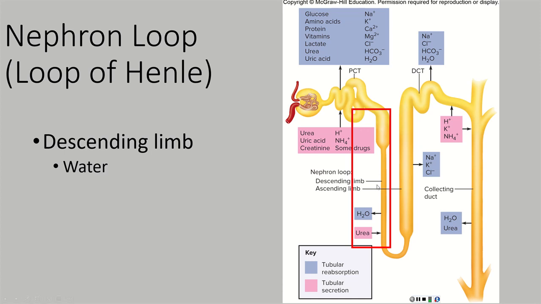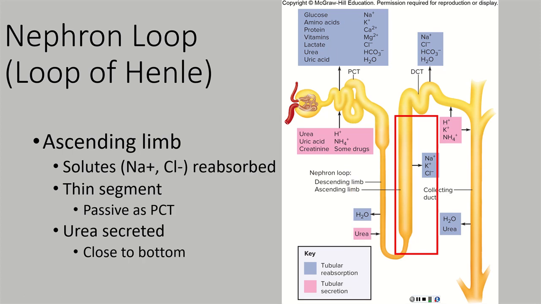So first let's look at the descending limb of the loop of Henle. This side is permeable to water, and water is being reabsorbed the entire descending side of the loop of Henle. But when we go up the ascending side, this side is permeable to solutes, but nothing else. And the thin segment is reabsorbing sodium and chloride, and they're being reabsorbed passively, just like we saw in the PCT. Sodium and chloride being reabsorbed, no energy is being required. We'll see the mechanism for that in our next lecture.